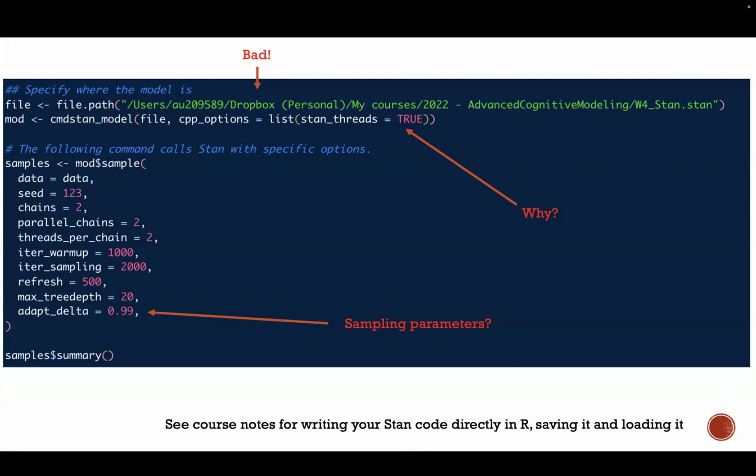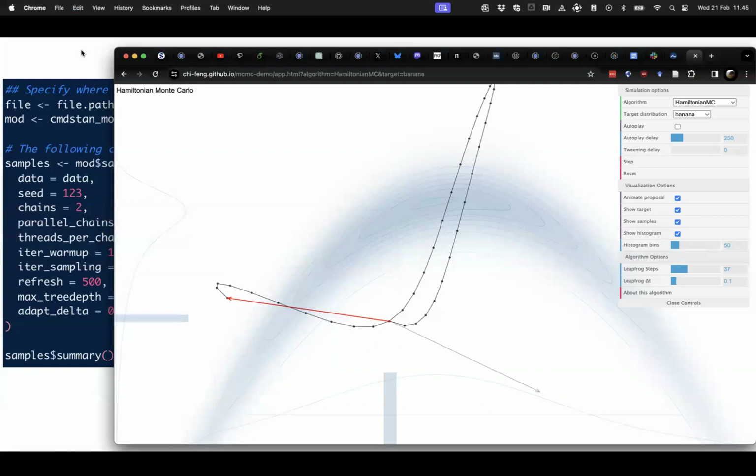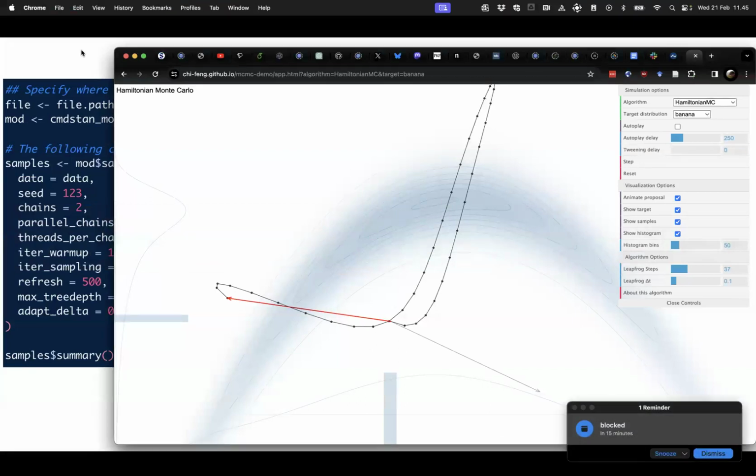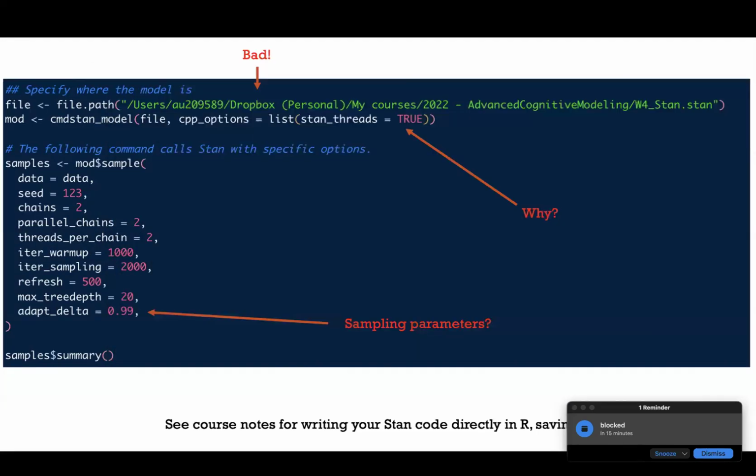The max tree depth is a bit more complex, but if you remember what we were seeing here, basically the model has almost come back to the same place. And so what the algorithm can do is look into the future and say, if I'm going to do a U-turn and just keep exploring the same area, well, maybe I shouldn't follow this path. The bigger your tree depth, the more sure you are that it's not going to do that. But the slower the algorithm is running.